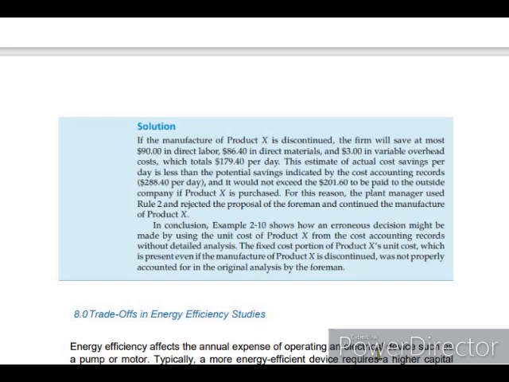Okay, so that will result in an error or mistake. The fixed cost portion of product X unit cost, which is present even if the manufacture of product X is discontinued, was not properly accounted for in the original analysis by the foreman. So that is the part that is neglected by the foreman when he is making his analysis.